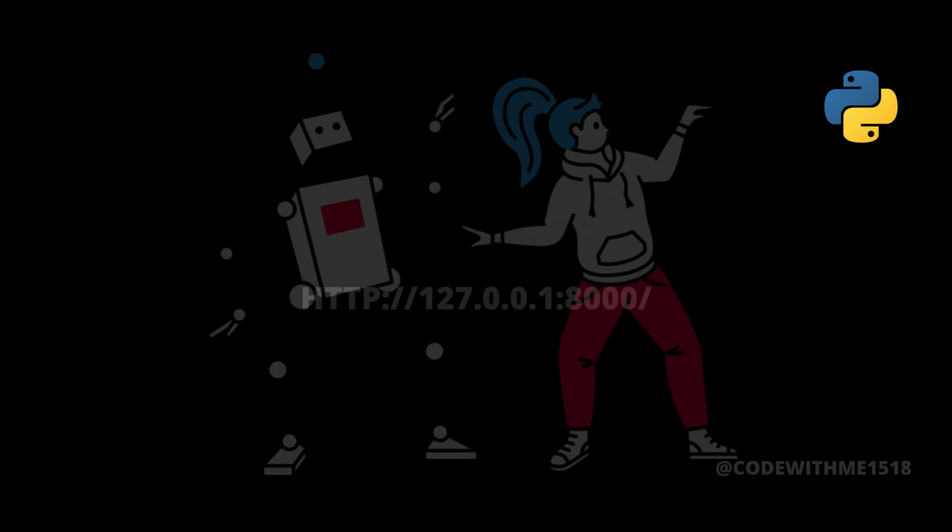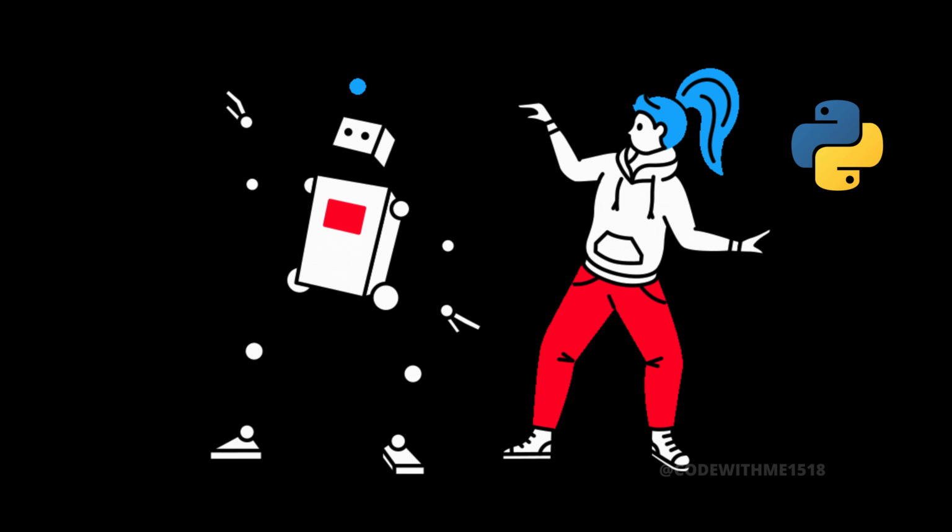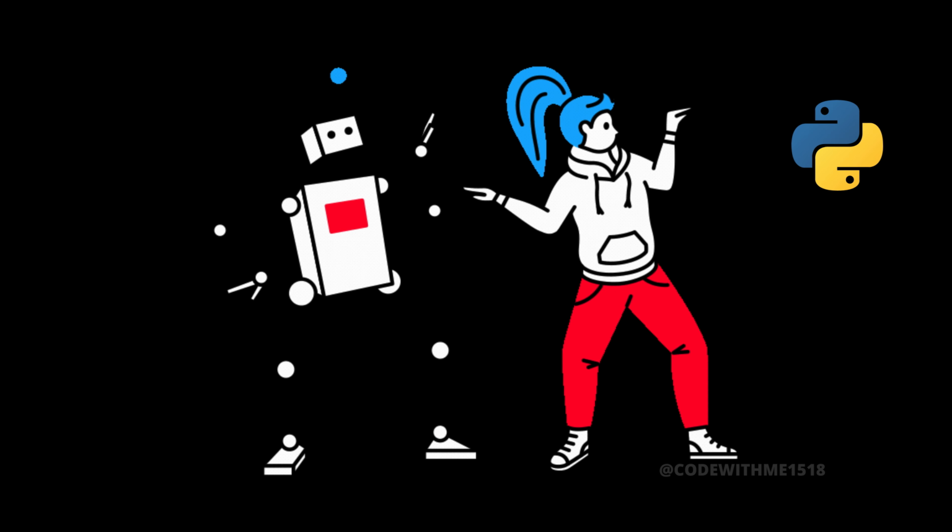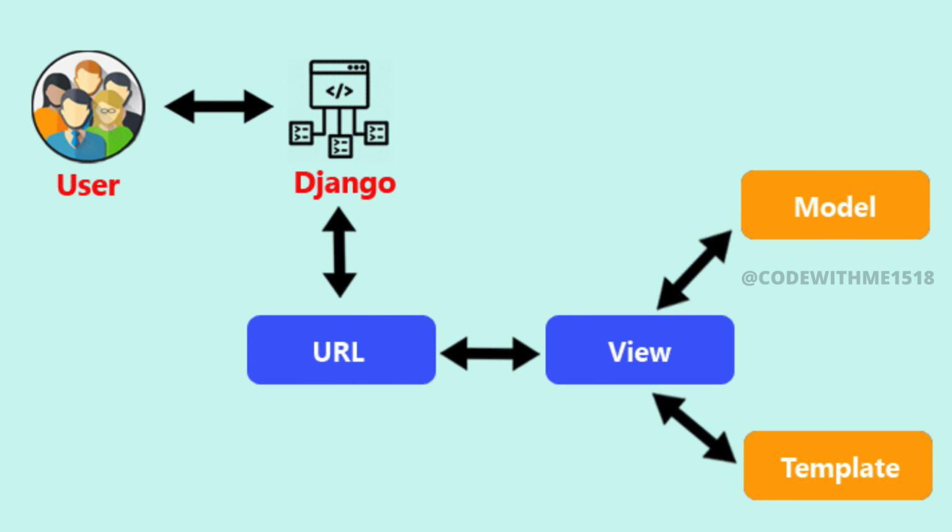And that's a wrap for day 35 of our 100 Days of Python series. Today, we explored Django, created our first Django project and app, and understood the MTV architecture.